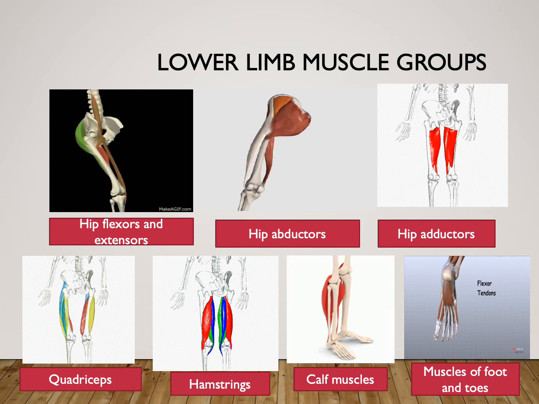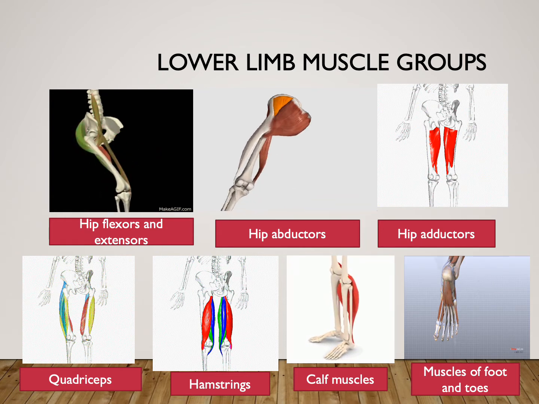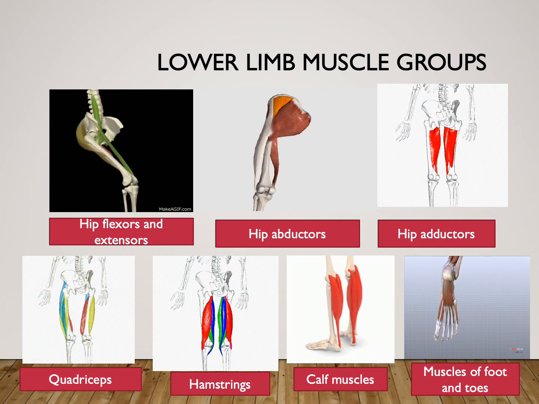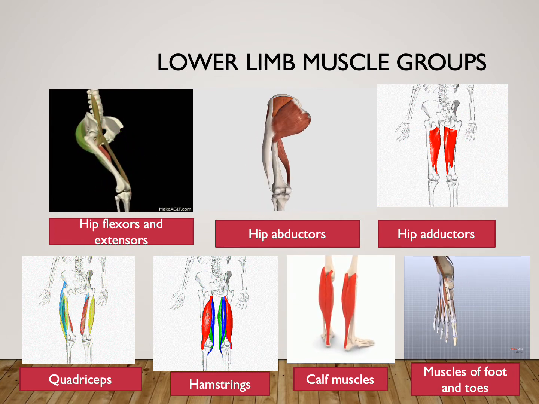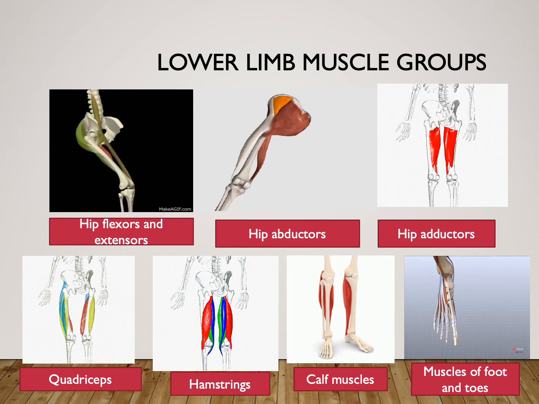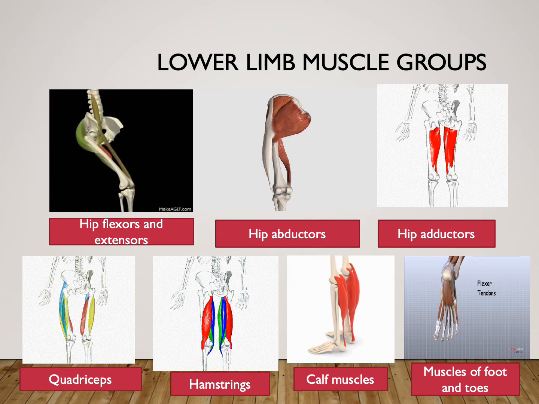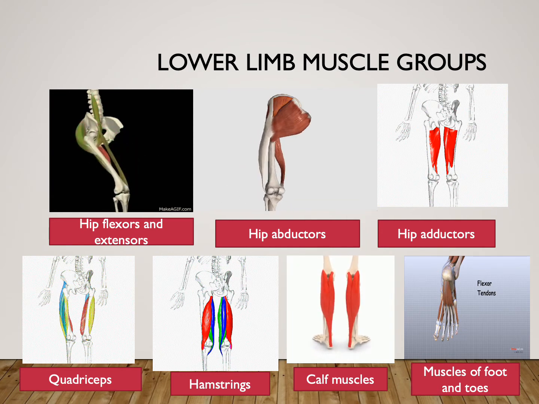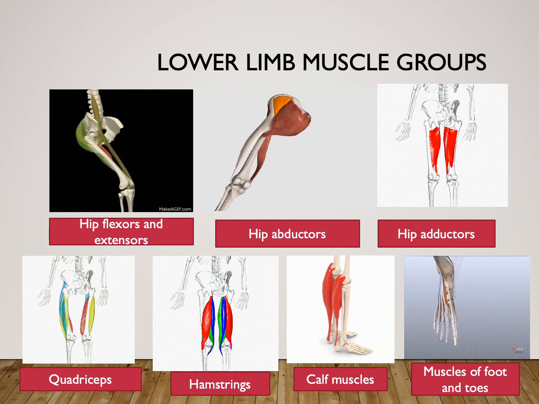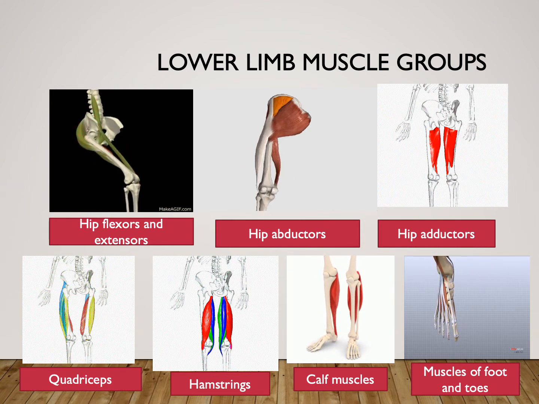The quadriceps, which extend your knee. The hamstrings, which flex your knee. The calf muscles, which help in running by flexing your ankle joint. Then the muscles of the foot and the toes, which cause various movements of your foot and the toes.